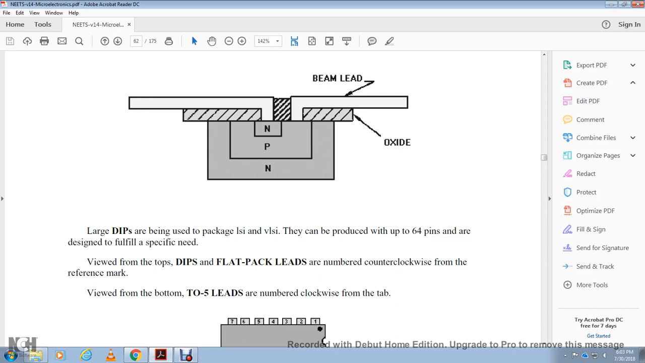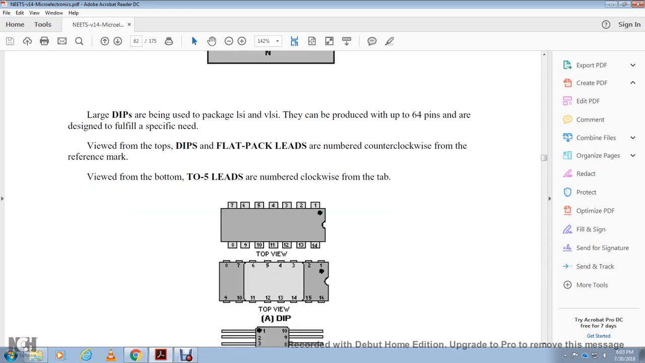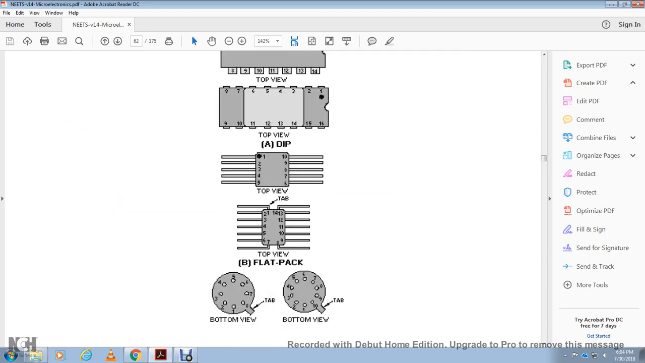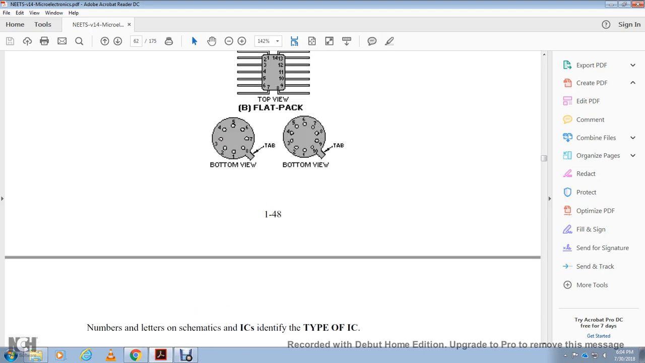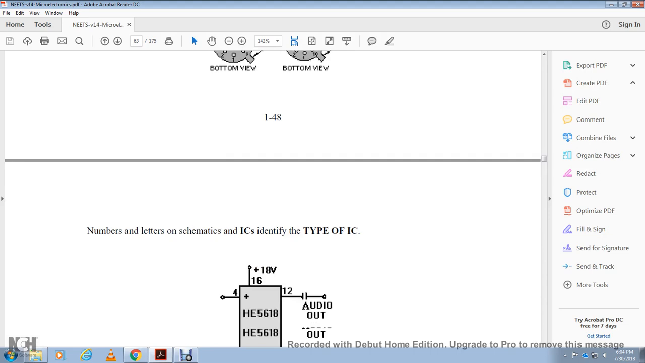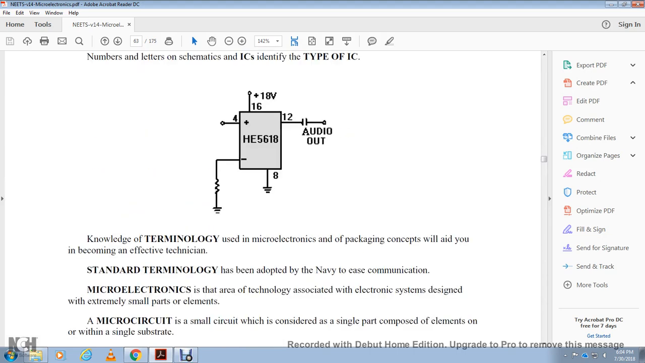Flat pack leads are numbered counterclockwise from the reference mark. Viewed from the bottom, the transistor outline 5 leads are numbered clockwise from the tab. Top view, flat pack, bottom view, tab. Numbers and letters on schematics identify integrated circuits and the type of integrated circuit. Knowledge of the terminology of the microelectronic packaging concept will aid in becoming an effective technician.